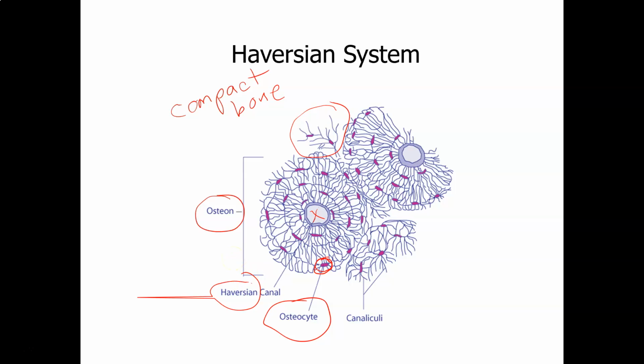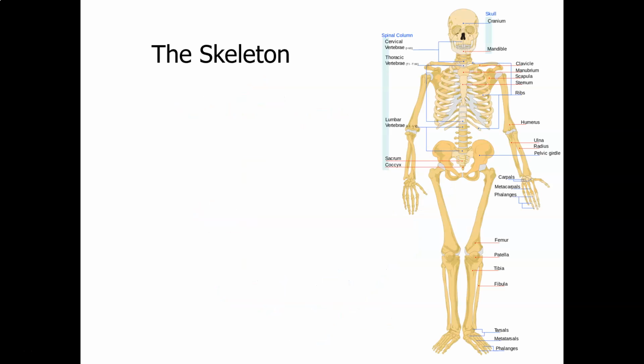And then these little canals called canaliculi transport the blood and the nutrients and the oxygen to each osteocyte. So that's how the osteocytes get what they need and get rid of their waste.